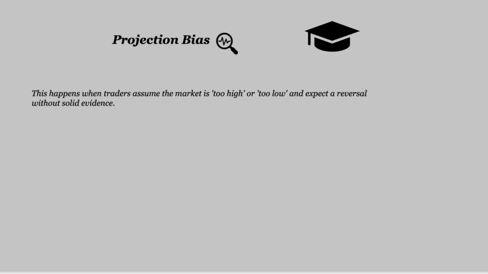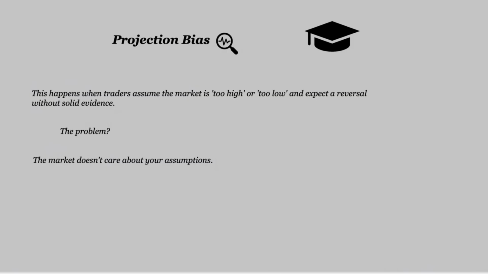Projection bias. This happens when traders assume the market is too high or too low and expect a reversal without solid evidence. The problem? The market doesn't care about your assumptions. Let me show you how this mistake plays out and, more importantly, how to avoid it.